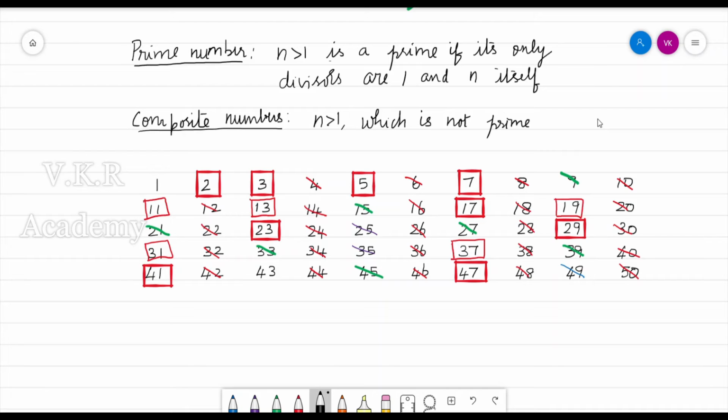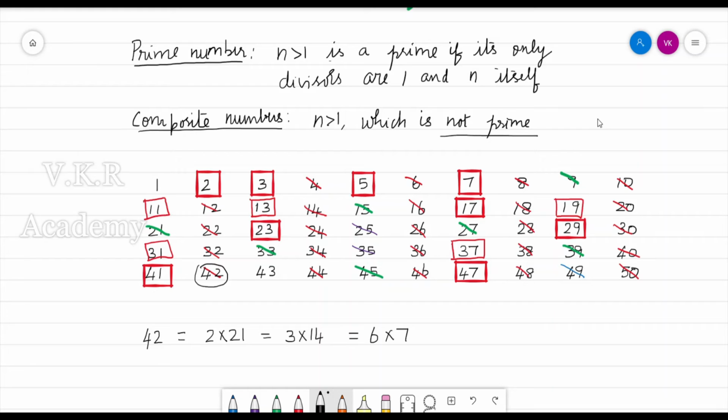Now, consider the integer 42. From this table, it's clear 42 is a composite number, because any number which is not prime is called a composite number. Now try to express 42 in different forms. It can be written as 2 into 21, or 3 into 14, or 6 into 7, and their combinations in the reverse form.